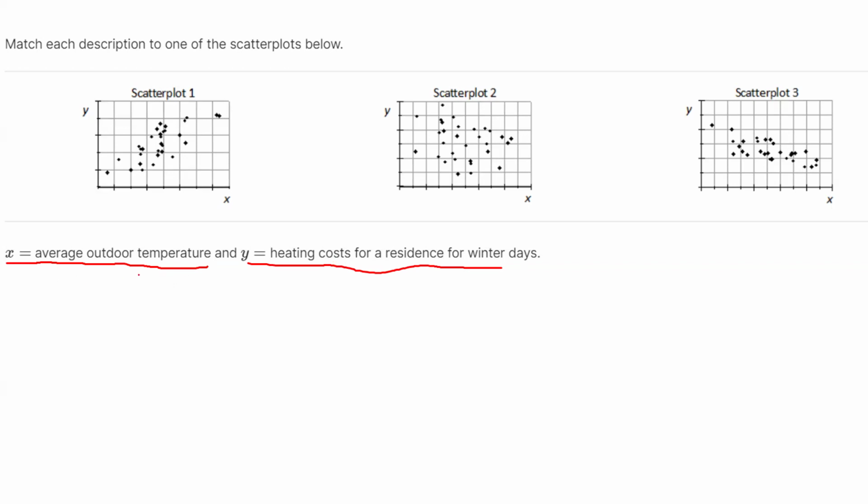So as long as there is an increase in x values, it means that the temperature is hotter. It means that the y values start decreasing. Warm weather, less use of heat. So the answer is scatter plot 3. We get warmer temperature. So here, as x goes to the right-hand side, you get warmer temperature. So we expect the cost of heating decreases.